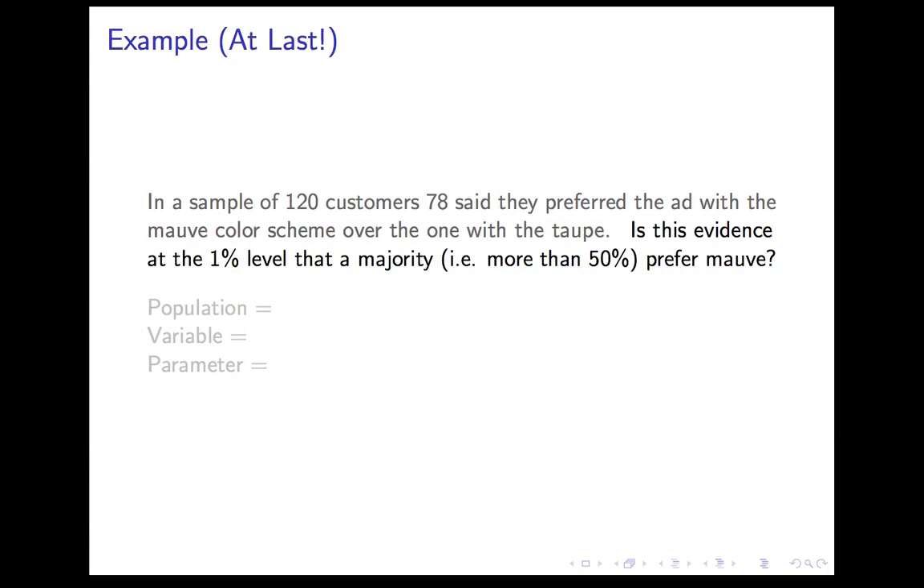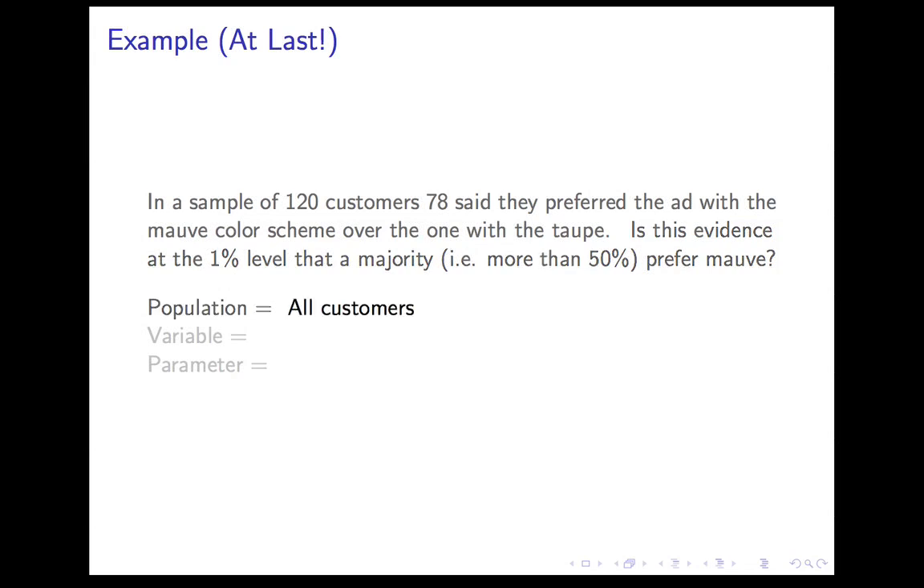So here's a case where if I hadn't put the parentheses in there, the test proportion would have been implicit. Majority means more than 50%. So it's implicitly comparing to 50%. But before we get to that, let's think through what's the population, variable, and parameter. Stop and think about these and come up with your answer before you look at mine.